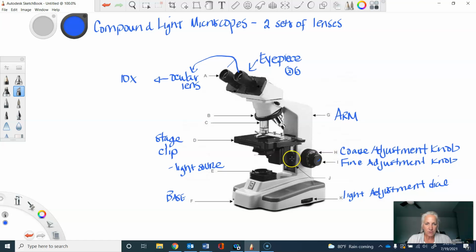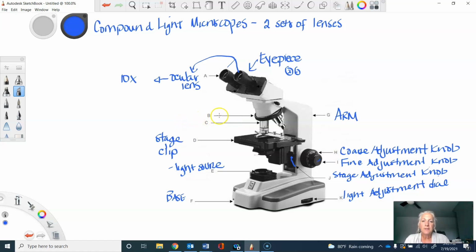Over here at J, you can barely see it, is the mechanical stage adjustment knob. So we'll just call it the stage adjustment knob. That knob is going to allow you to move the stage left and right and forwards and backwards, because you want to be able to move the stage around so that the objective and the light source are on the specimen. If they're not on the specimen, you're not going to see anything.